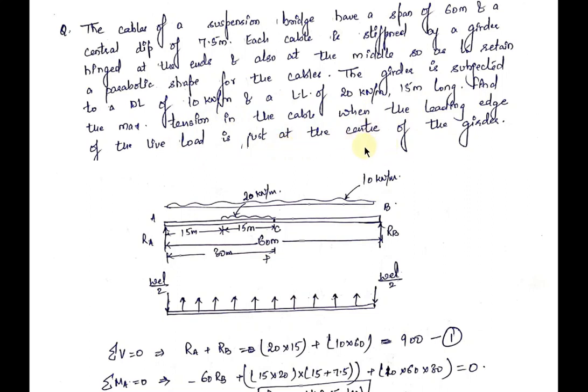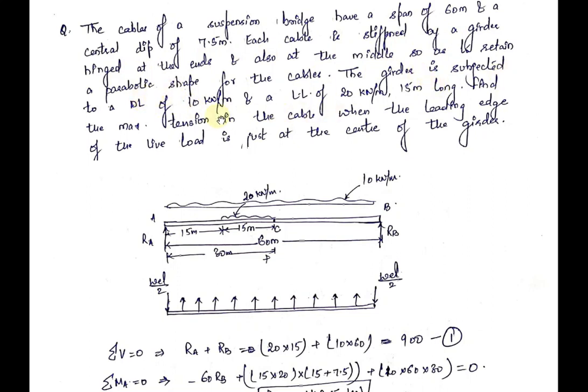Now in this question we are given that the total span is 60 meters, so the center will be at 30 meters. Central dip of the cable means the value of small h is 7.5 meters, and it is given that the cable is stiffened by a 3-hinged girder so as to retain a parabolic shape.